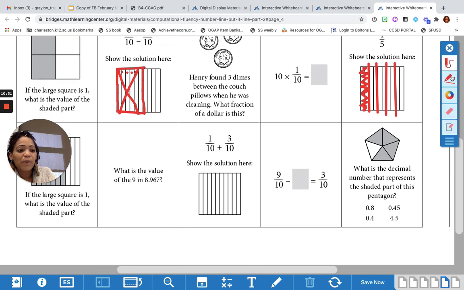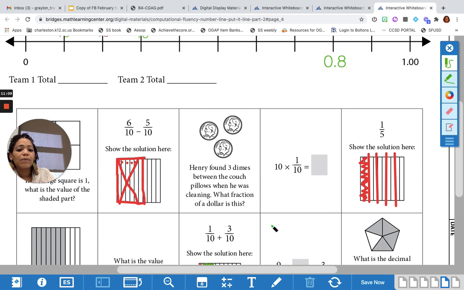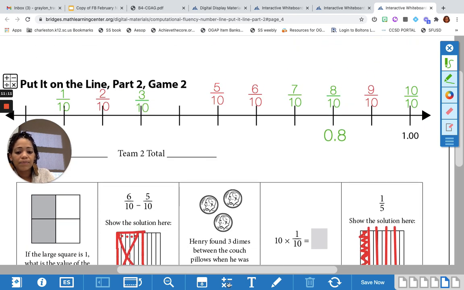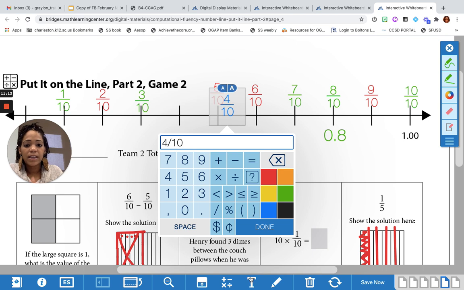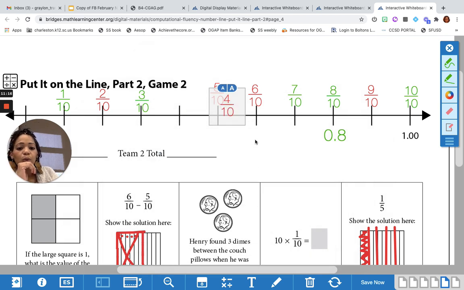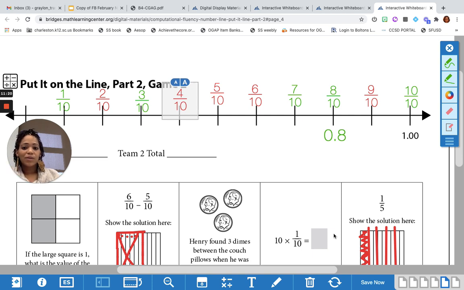I will show my work for those of you who are still working on understanding adding of fractions. Here's 1/10, and then let me add 3/10 to it. So here's my 3/10, which means I have a total of 4/10, and I will add that to the line. While I'm adding that to the line, go ahead and figure out what your combined total is. What is your total? I'm going to figure out my total.